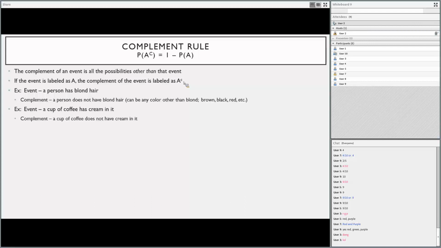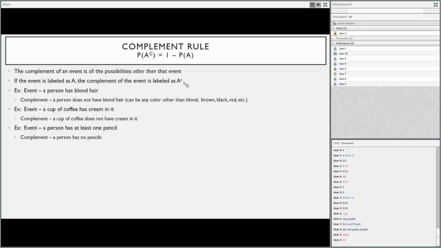It could be brown, it could be black, it could be red, it could be green, but they just do not have blonde hair. Second example, if the event is that a cup of coffee has cream in it, the complement is just that the cup of coffee does not have cream in it. So it's just the opposite of whatever the original event is. Last one, if the event is that a person has at least one pencil, then the complement would be that a person has no pencils, right?